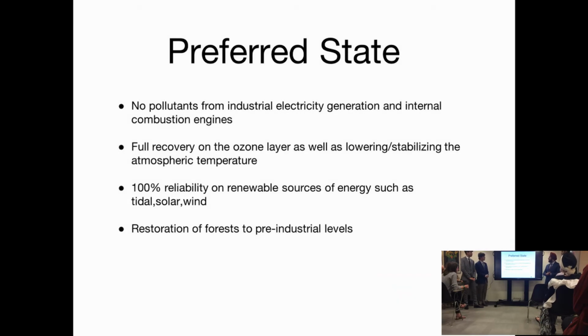Next slide. Our preferred state for now is no pollutants from industrial electricity generation and industrial combustion engines, full recovery of the ozone layer, as well as lowering and stabilizing the atmospheric temperature, 100% reliance on renewable energy resources such as solar, wind, tidal, etc. Restoration of forests to pre-industrial levels.